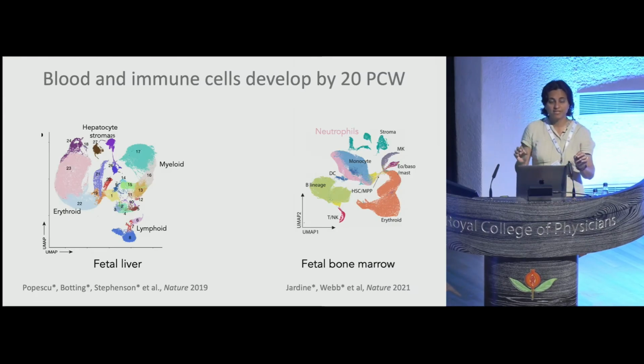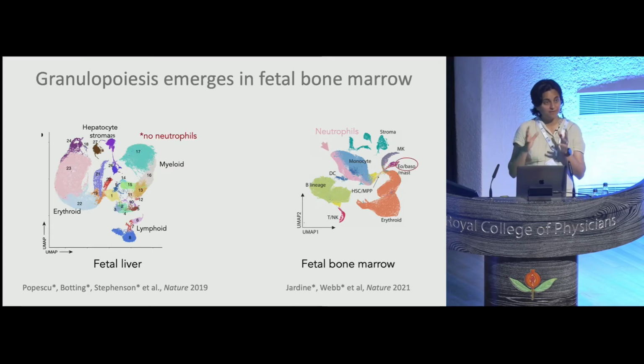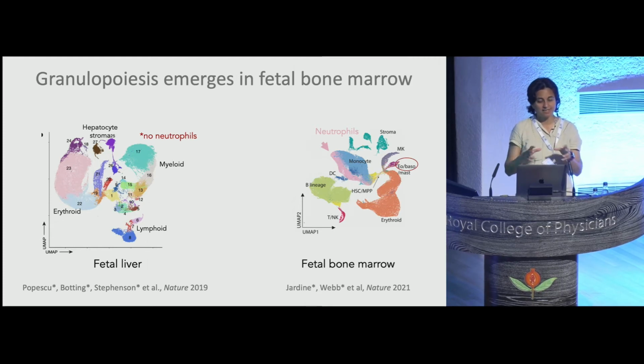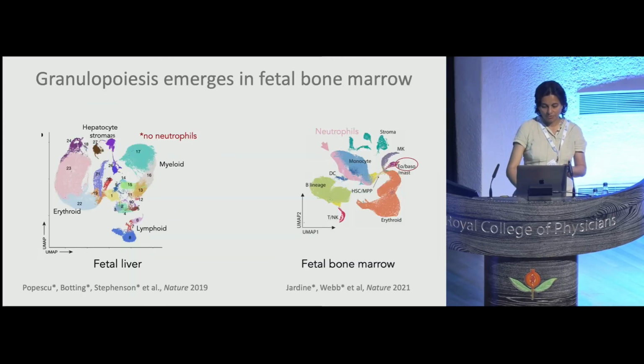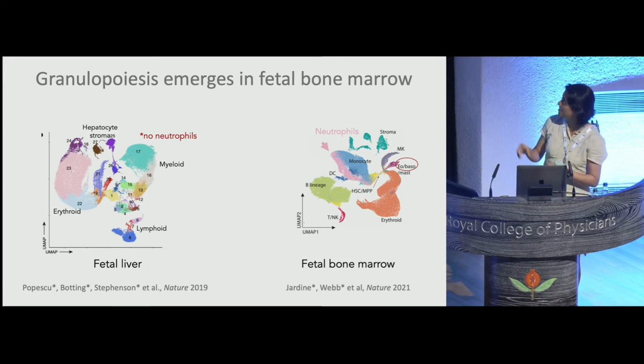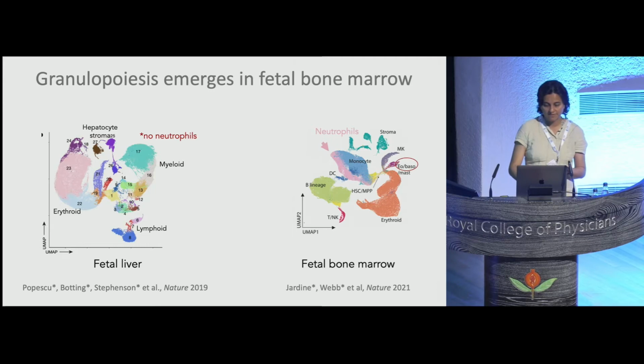A bit of what we discovered with regards to the developing immune system. The punchline is, in human, this is completed by 20 post-conception weeks. In the early stage where fetal liver dominates, what you see is everything except neutrophils. Neutrophils are the most abundant white cell after birth. And what you see in the fetal bone marrow is the emergence of neutrophils alongside eosinophils and basophils.